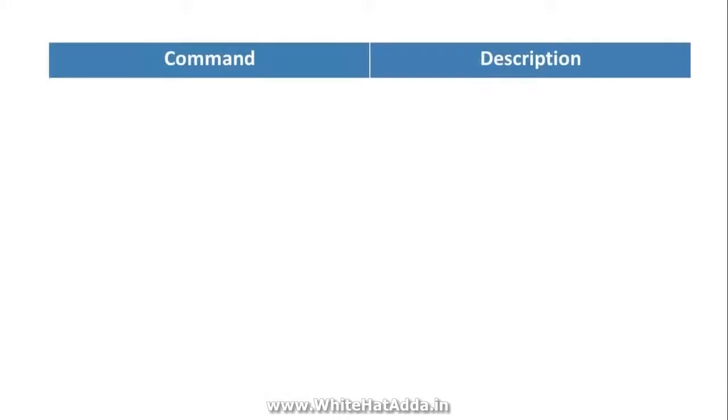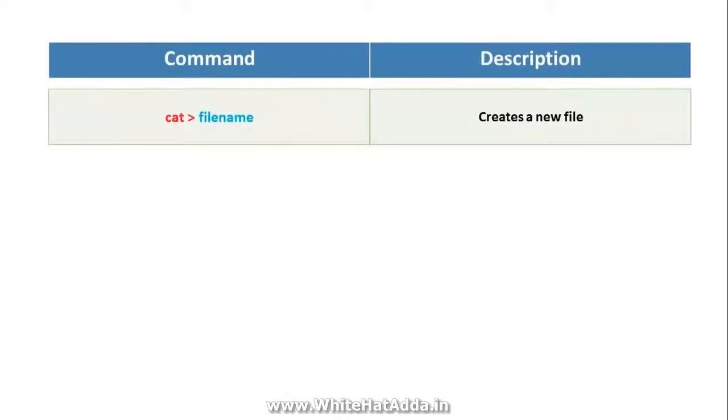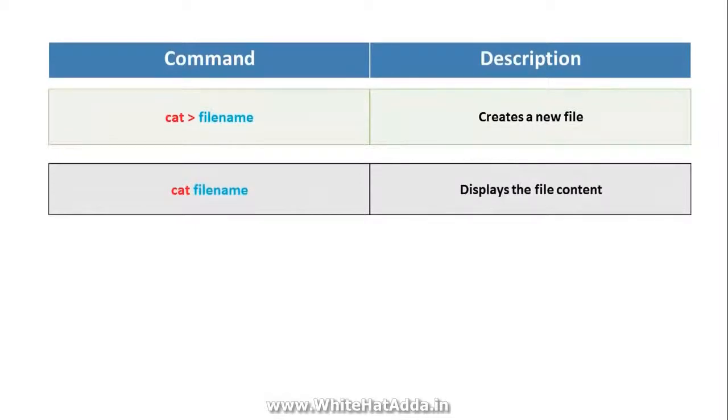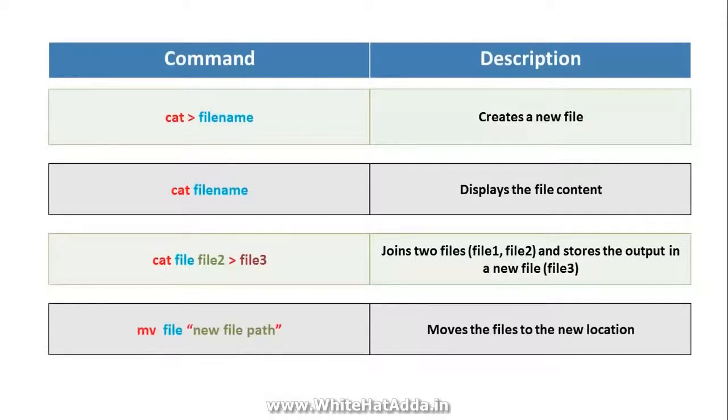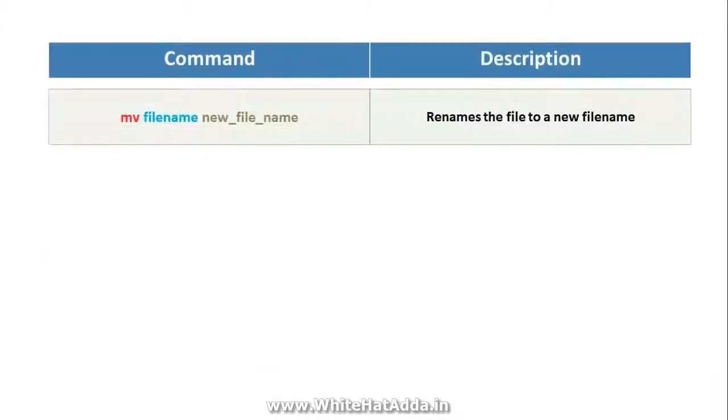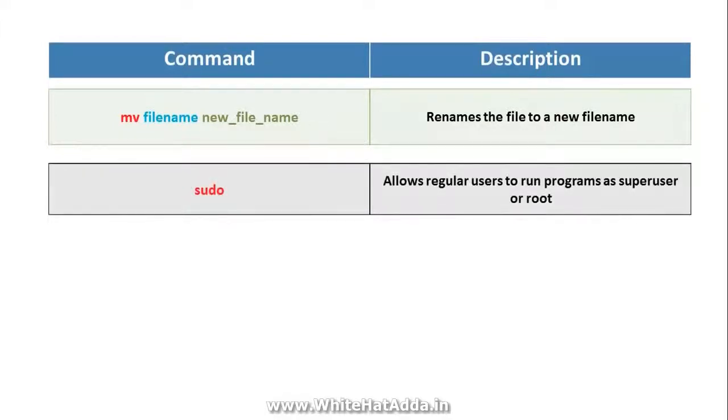The cat file name command creates a new file. The cat file name displays the file content. Using this command, you can join two files and store the output in a new file. mv file new file path would move a file to its new location. The next is the mv file name new file name command, which would rename the file to a new file name. Sudo is an important command, and it allows regular users to run programs with the security privileges of the superuser or root.